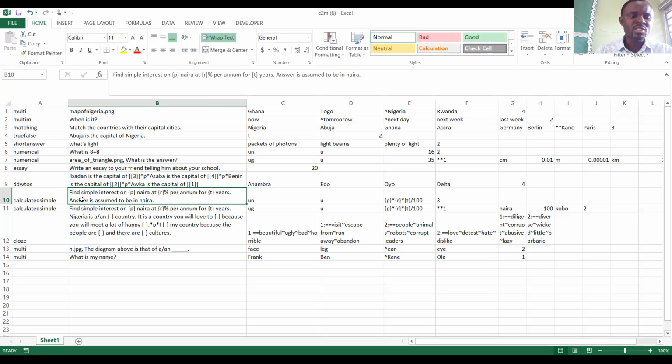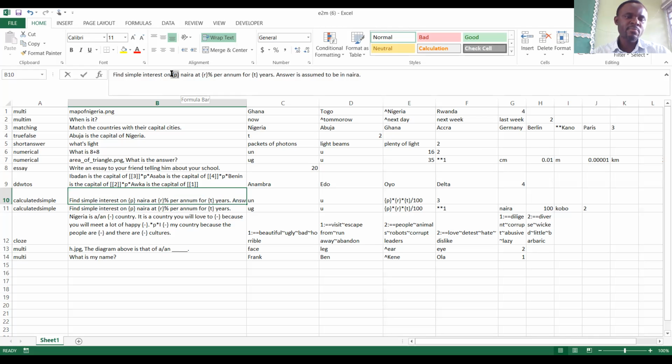Now let's look at the question itself. In the second column, we have the question itself. Find the simple interest on P naira at R% per annum for T years. Answer is assumed to be in naira.